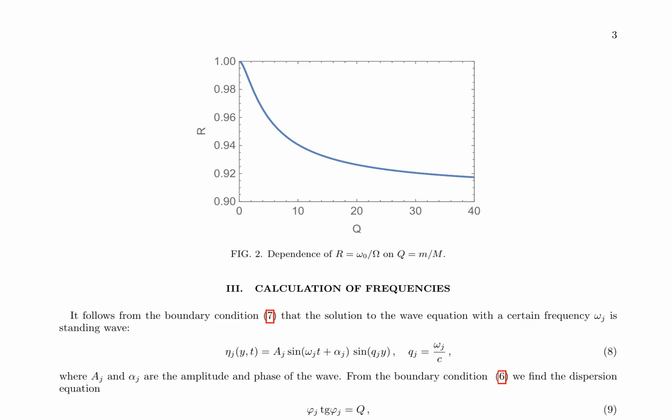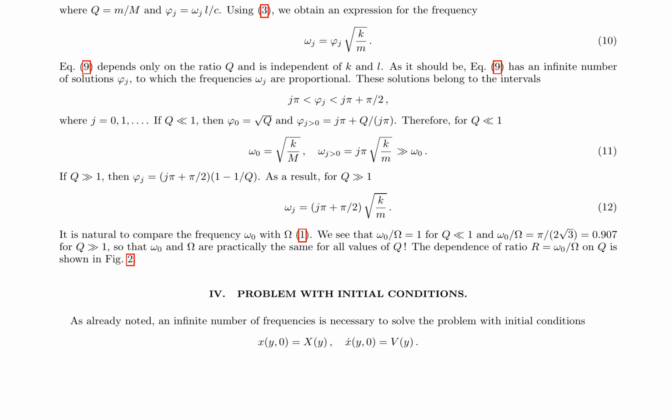Analysis of two limiting cases for Q reveals distinct frequency relationships. For Q much less than 1, phi_0 equals square root Q and phi_j for j greater than 0 equals j pi plus Q over j pi, resulting in omega_0 equals root of k over m, and omega_j for j greater than 0 equals j pi root of k per meter, much greater than omega_0. Conversely, for Q much greater than 1, phi_j equals j pi plus pi/2 minus 1/Q, leading to omega_j equals (j pi plus pi/2) root of k per meter.